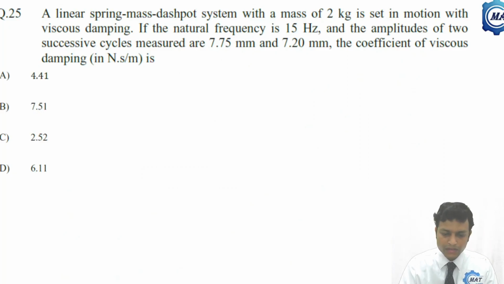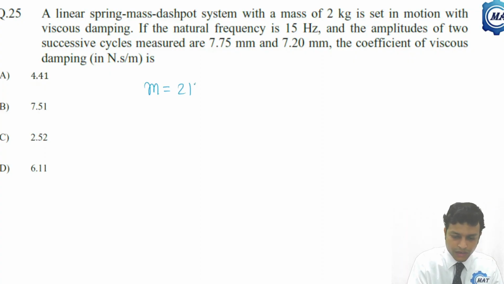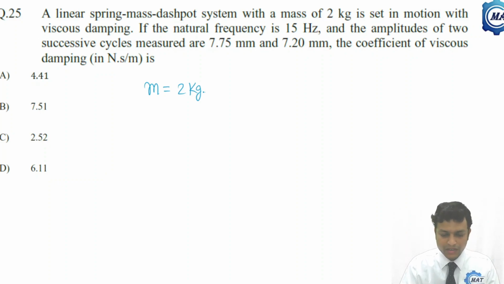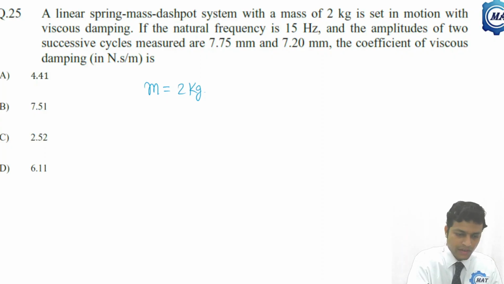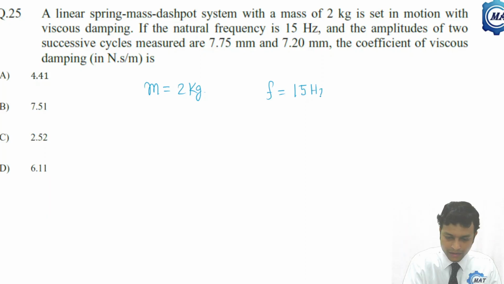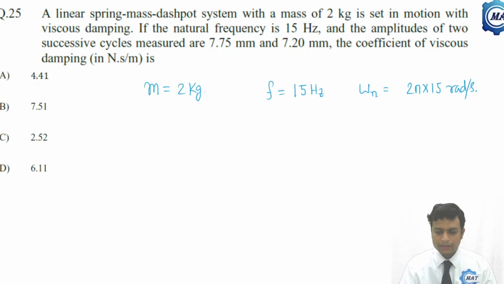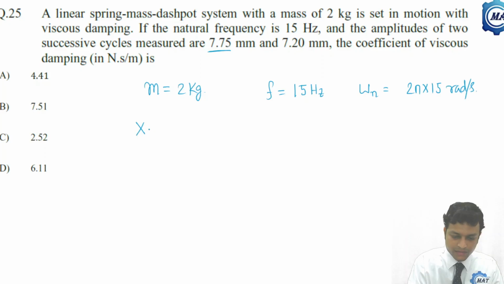A linear spring mass dashpot system, mass M is 2 kg, is set in motion with viscous damping. The natural frequency is given in Hz, so f is 15 Hz. That is, omega n is 2 pi into 15 radian per second. The amplitudes of two successive cycles are measured: for n plus 1 it is 7.75, this is for n, and after that n plus 1 cycle it becomes 2.